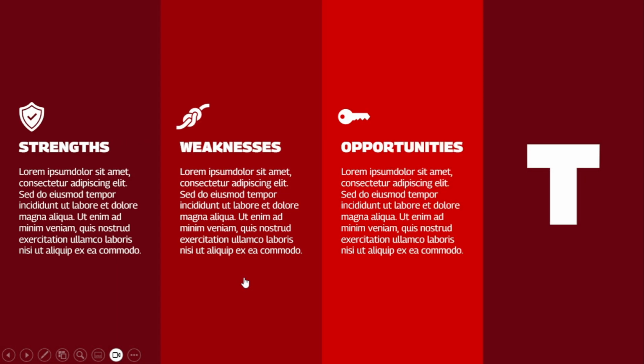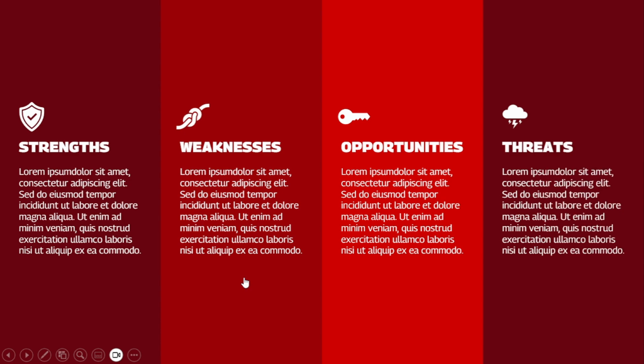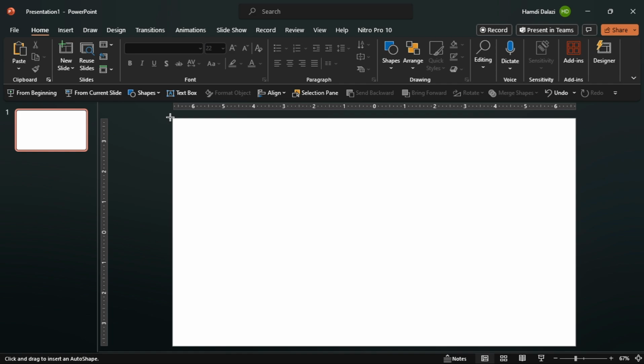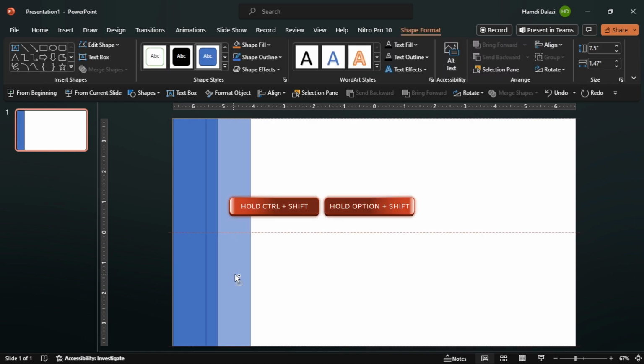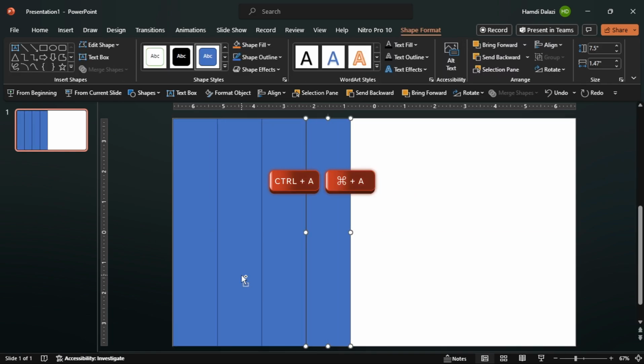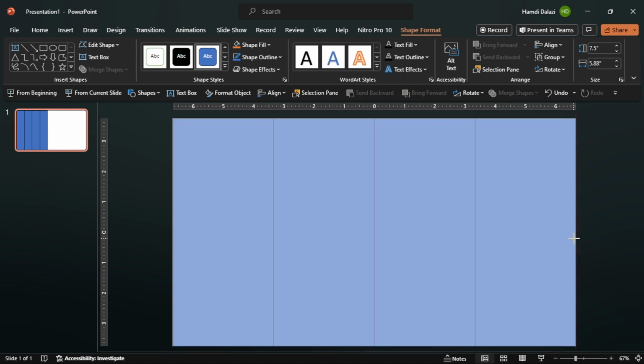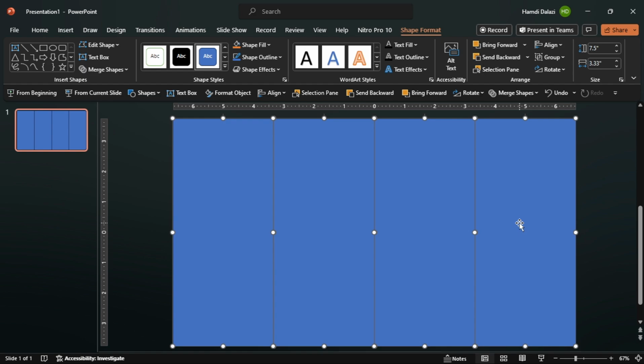In this video, I'll show you how to create this impressive PowerPoint animation. So the first thing we're going to do is insert a rectangle on the slide. Duplicate the rectangle 3 times. Select all the rectangles and group them. Drag to fit the slide, then ungroup the rectangles.